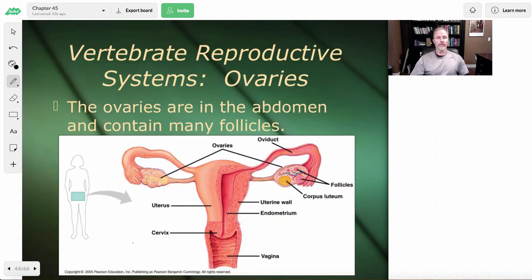Okay, so the ovaries themselves. These are found, of course, within the abdomen, and the ovaries contain lots and lots of follicles, and if you recall, these follicles become stimulated. That's what's going to give rise to the egg, and you can see here just the picture. This is very similar to the one that you guys had to go through and label as an assignment in class.